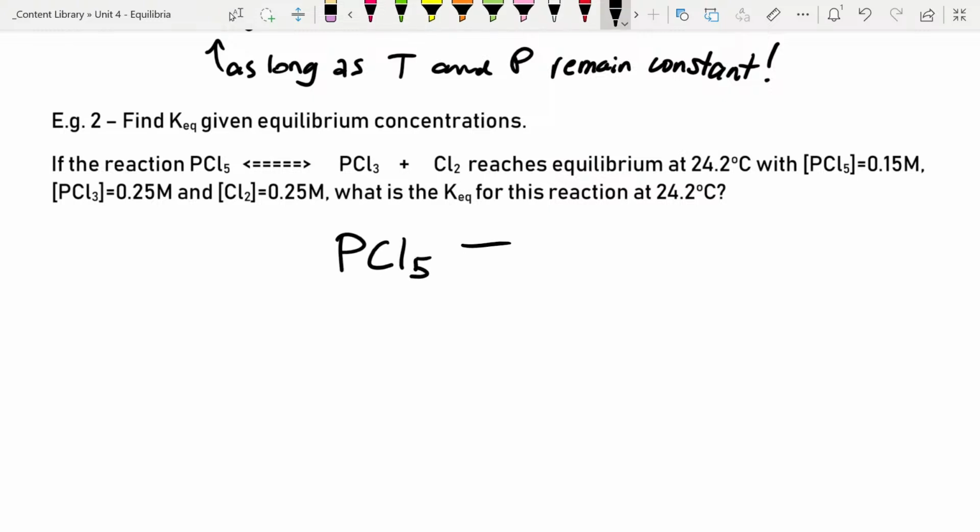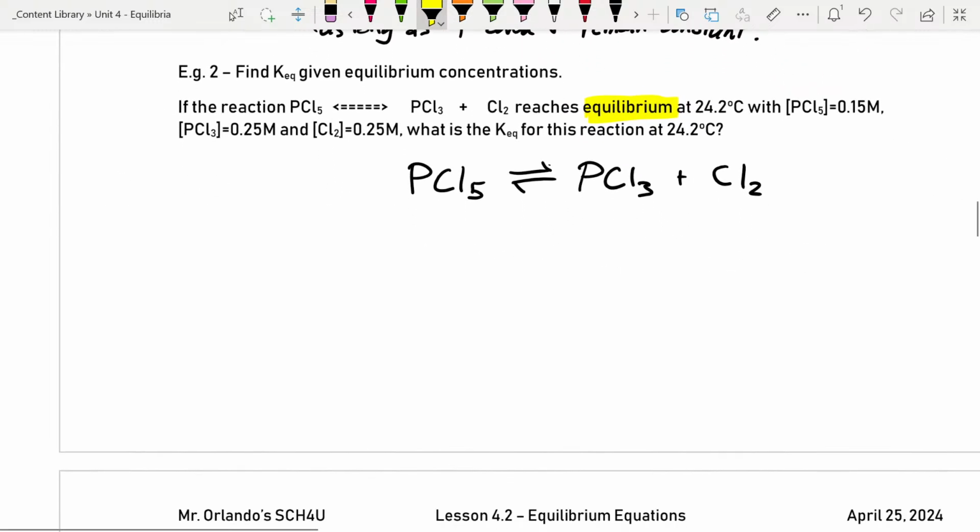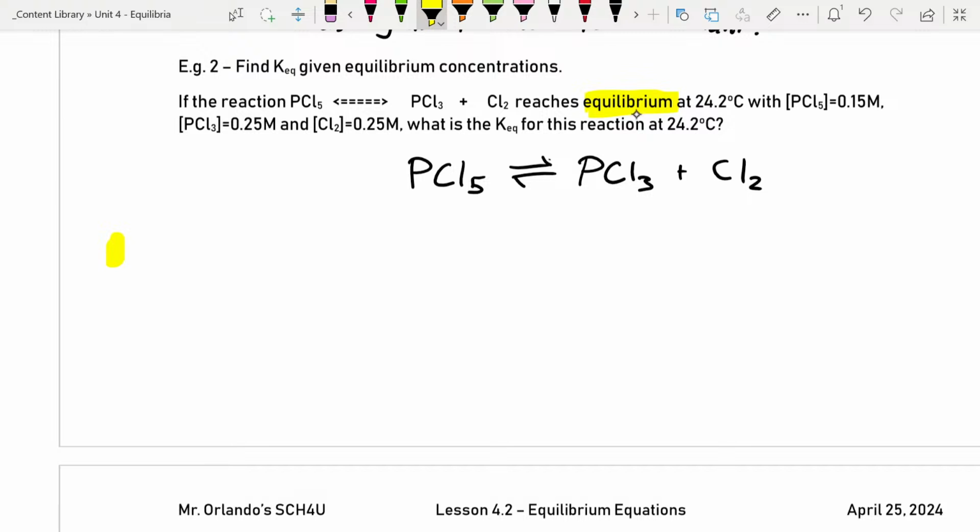PCl5 can undergo decomposition to form PCl3 and Cl2, but that reaction can also undo itself. And at equilibrium, as soon as you see that, just stop what you're doing and write a KEQ statement. Anytime you see equilibrium, be like, okay, I'm at equilibrium. Let's write an equilibrium statement. What's the equilibrium statement for this reaction?